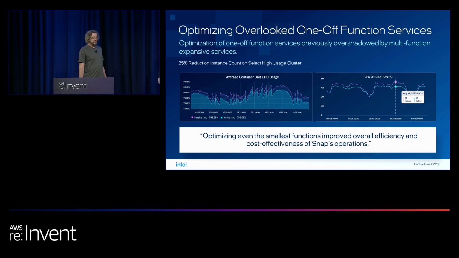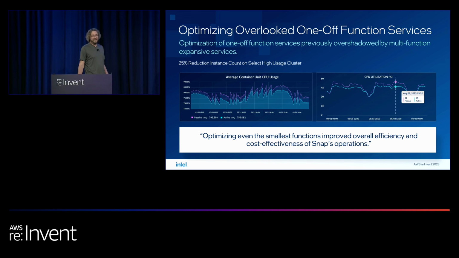Granulate played a crucial role in optimizing the one-off function services that were previously overshadowed by the focus on multifunction expansive services. By bringing these under the Granulate umbrella, we have ensured that even the smallest functions contribute to the overall efficiency and cost effectiveness of Snap's operations. To optimize just 1 or 2 of these less expensive services would not have moved the needle, but with Granulate autonomously and continuously optimizing a large amount of smaller services, the savings are significant.